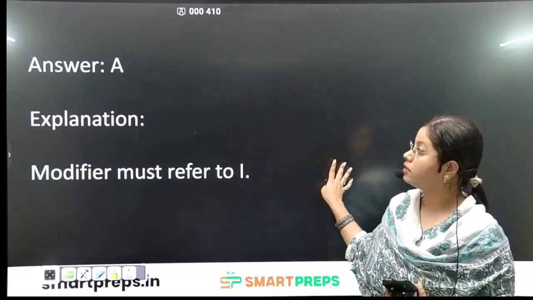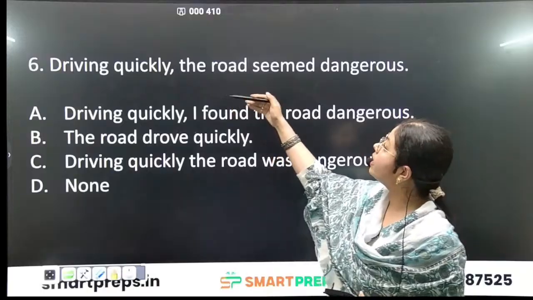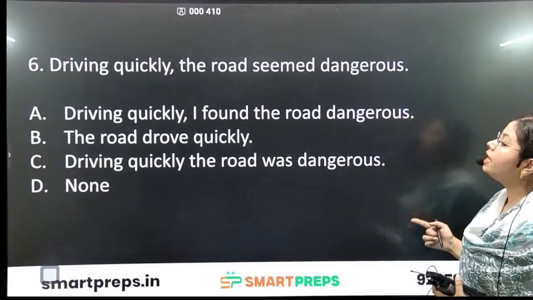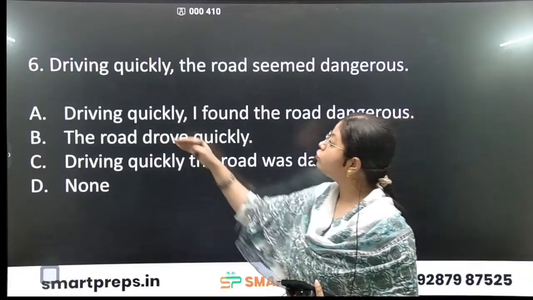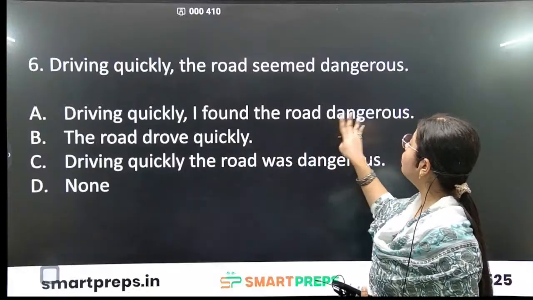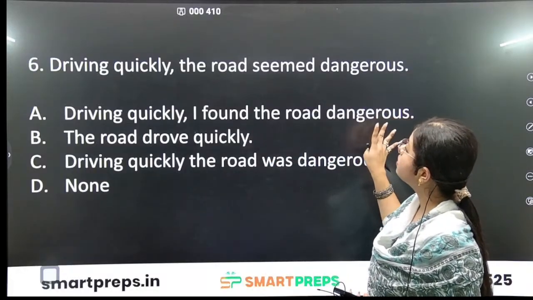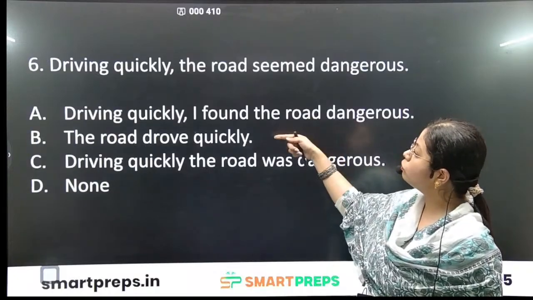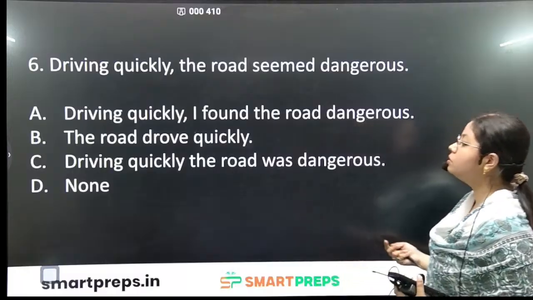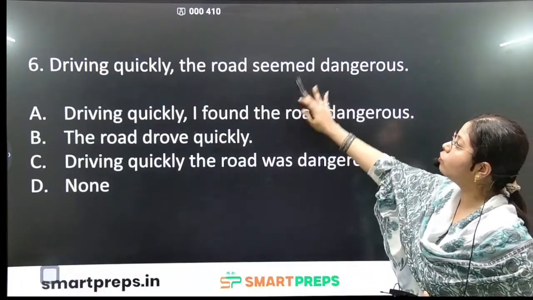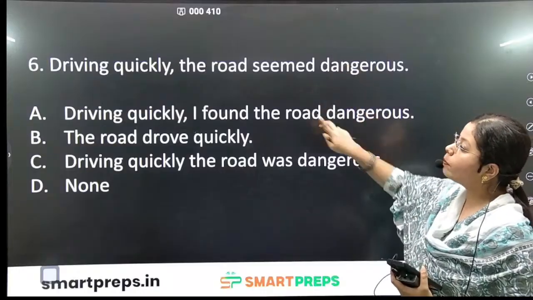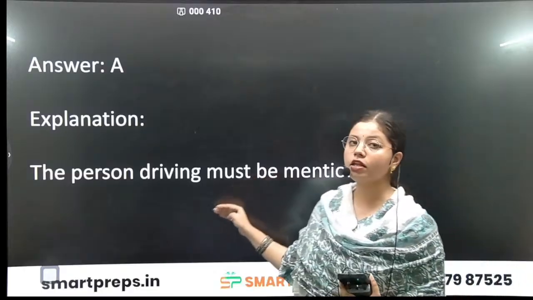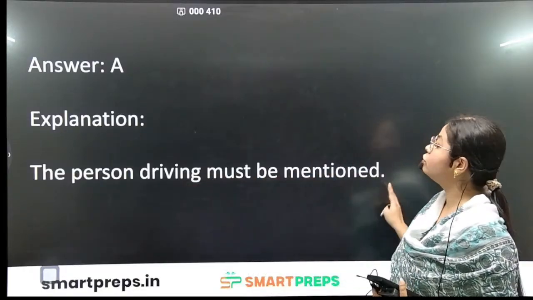Next is driving quickly, the road seemed dangerous. So, driving quickly, I found the road dangerous is the correct answer. Did the road drive quickly? Driving quickly, the road was dangerous? No. So, driving quickly, I found. Who found the road dangerous? So, option number A, I found the road dangerous is the answer. The person driving must be mentioned.